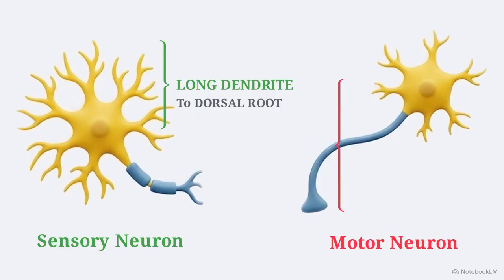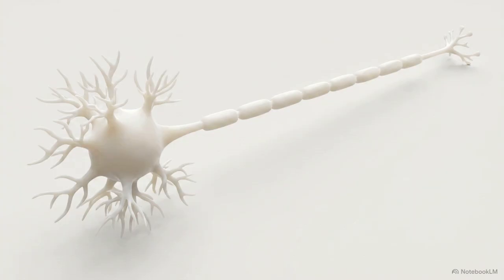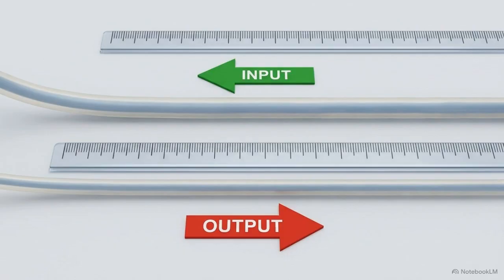It features a long axon because its job is to carry commands from the ventral root all the way out to your muscles. In biology, form dictates function. By examining a neuron's physical dimensions, you can reliably determine if it is an input wire or an output wire.